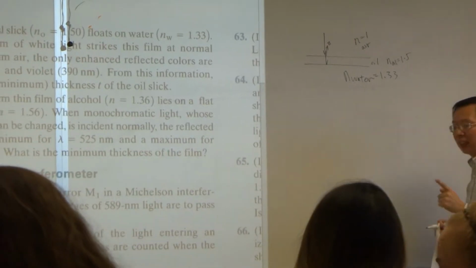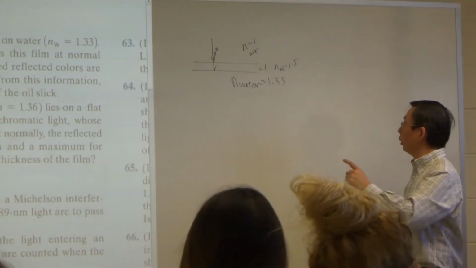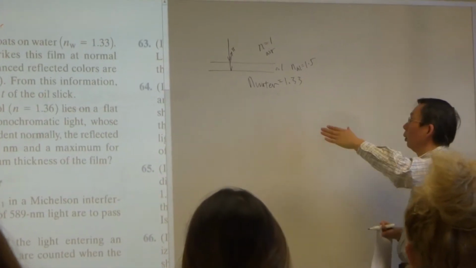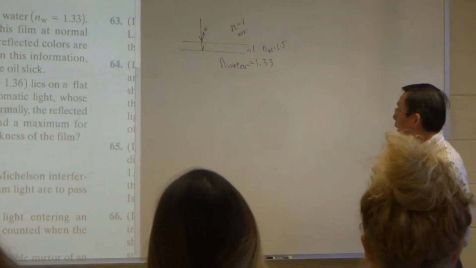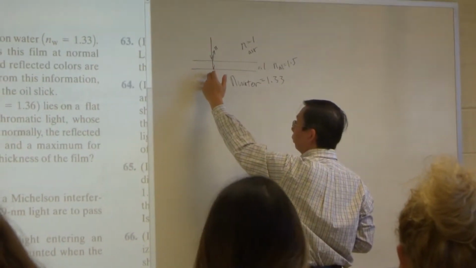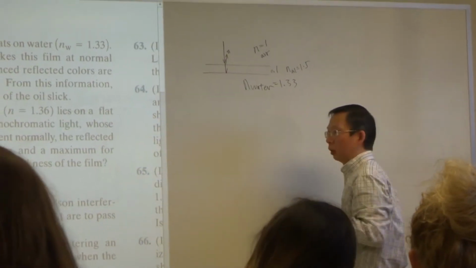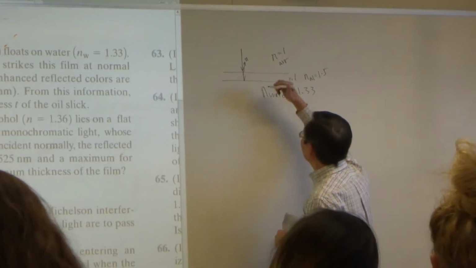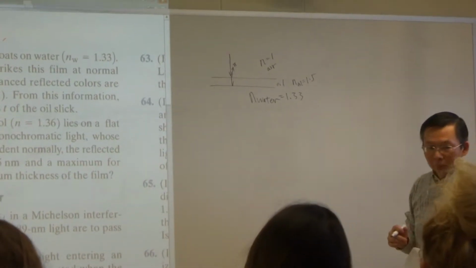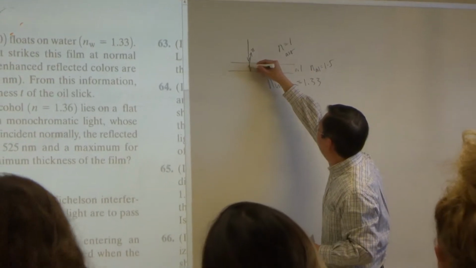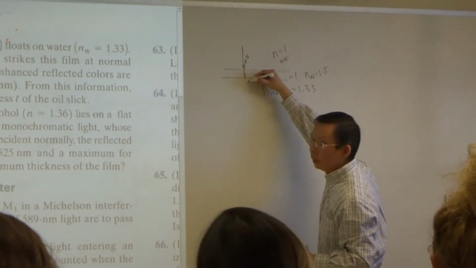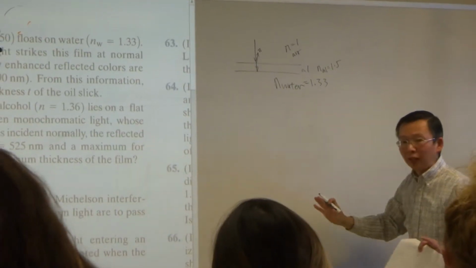This time you need to compare the index. The index of oil is 1.5, the index of water is 1.33, so 1.5 is bigger than 1.33. So the light is going from high index to low index at the interface. So the second reflection has no pi shift, because the light goes from the oil to the water, from high index to low index, so there is no pi shift.